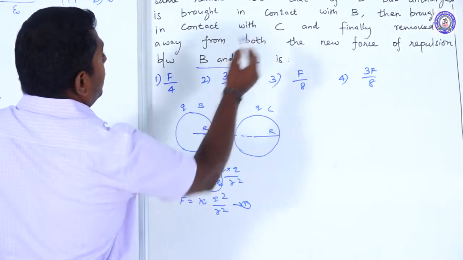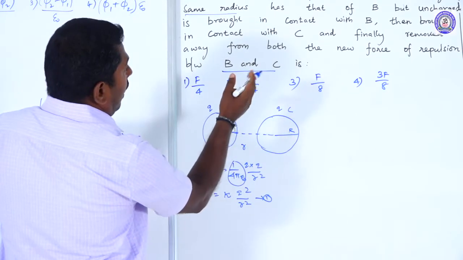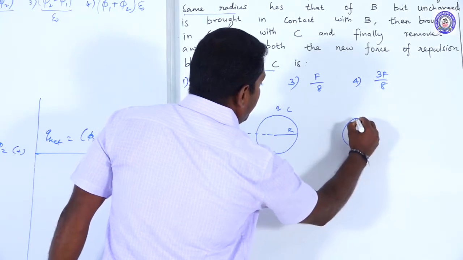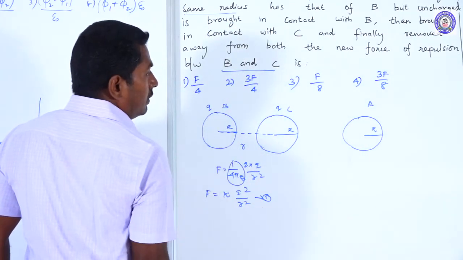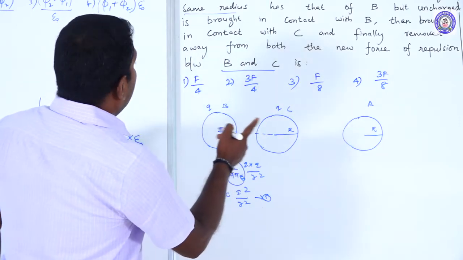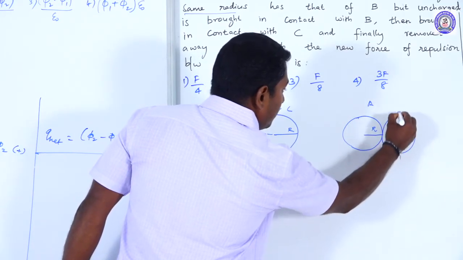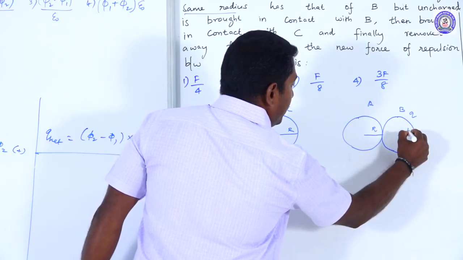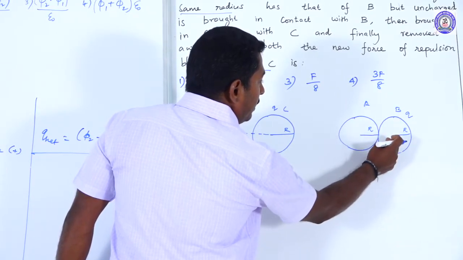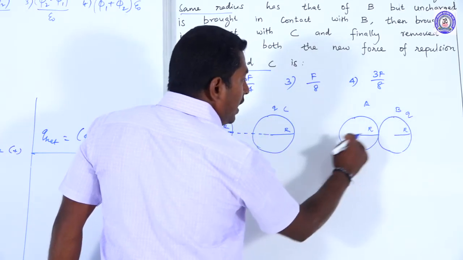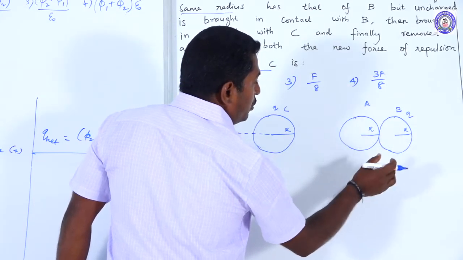Then a third spherical conductor, A, having the same radius R as that of B but uncharged, is brought in contact with B, but B possesses a charge Q. So the uncharged spherical conductor A with the same radius as B is in contact with B, which has charge Q, then charge is transferred from conductor B to conductor A because charge distribution takes place.